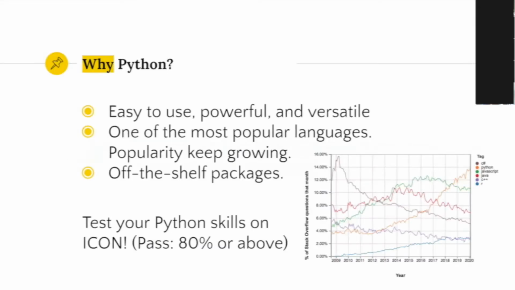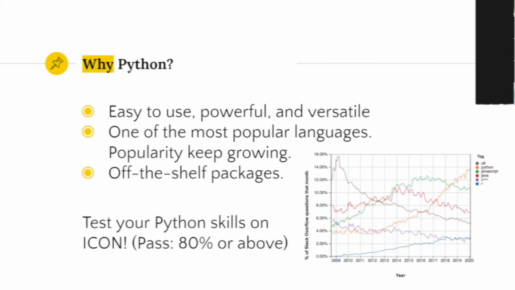Like I said in the first class, we'll be using Python as our main programming language. The reason for that is, first of all, Python is quite easy to use. It's very powerful and versatile. And maybe because of those reasons, nowadays it is one of the most popular languages. When it comes to data science, I think it's the most popular language among many others, and its overall popularity keeps growing.